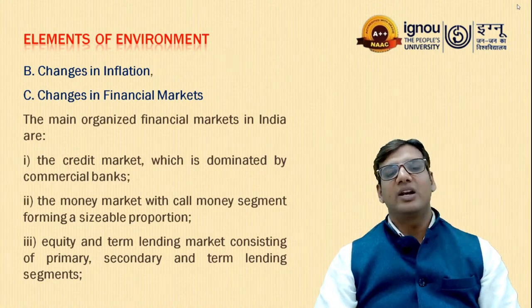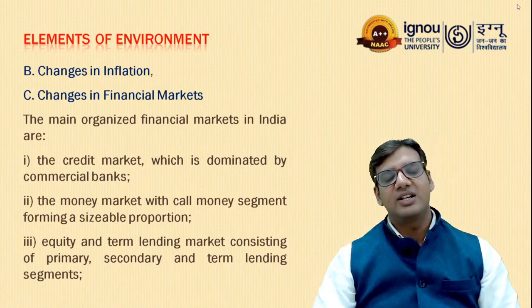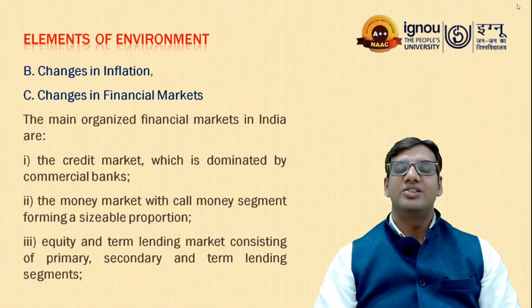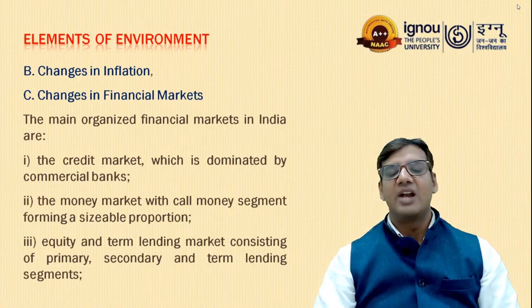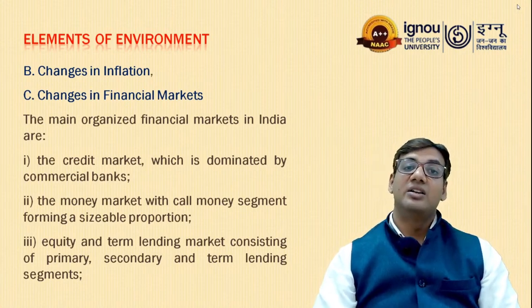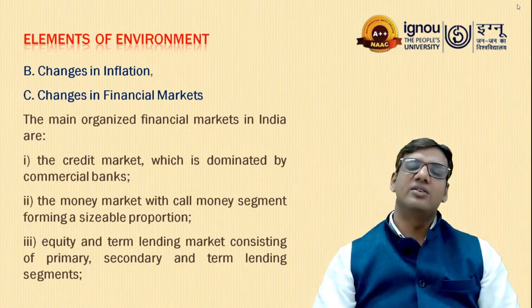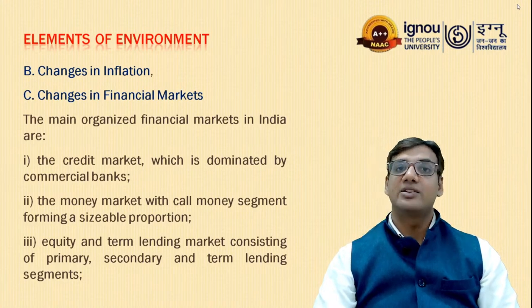Money markets are those markets where short-term securities are traded. The instruments of money market are call money market, commercial paper, commercial bill, treasury bill, certificate of deposit. And the second one is capital market, meaning those markets where long-term securities are traded, like equity shares, bonds, debentures, etc. It is always long term.